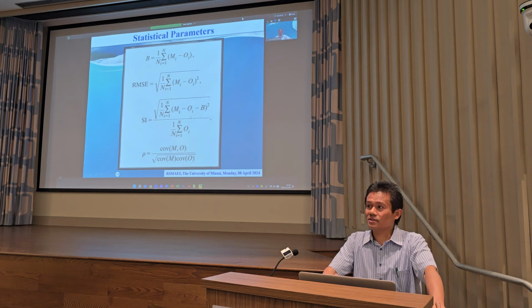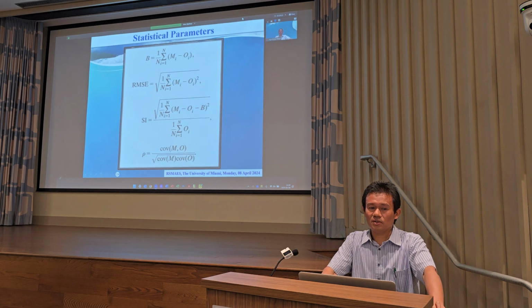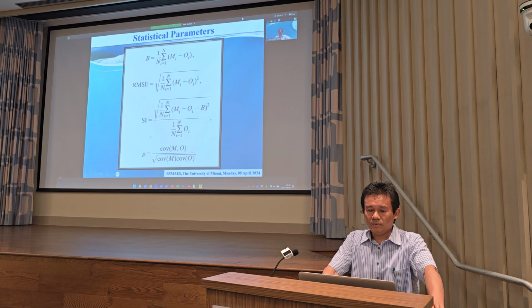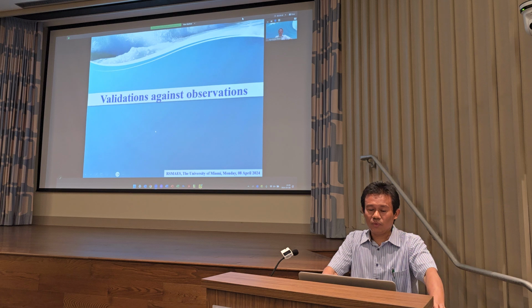How do we measure the skill of the model? We use 4 different statistical parameters. We call them bias, RMSE, scatter index, and correlation coefficient. And now we are going to show how well the model matches the observations.